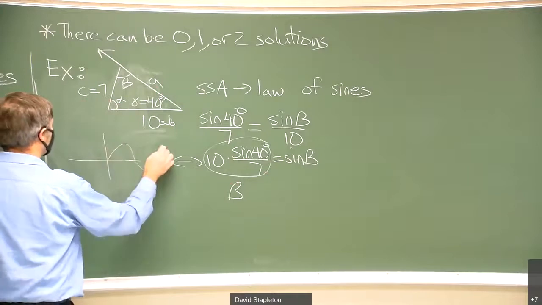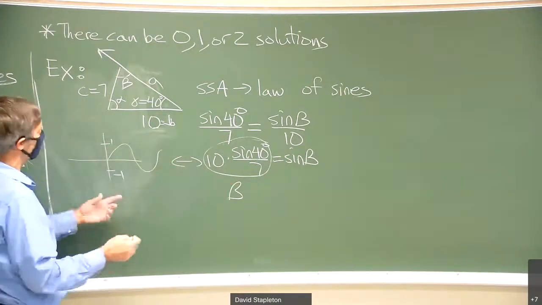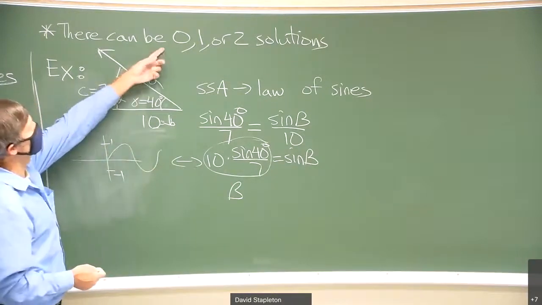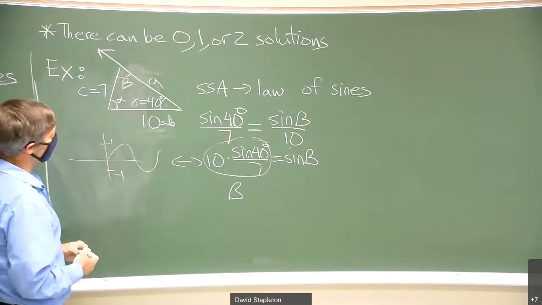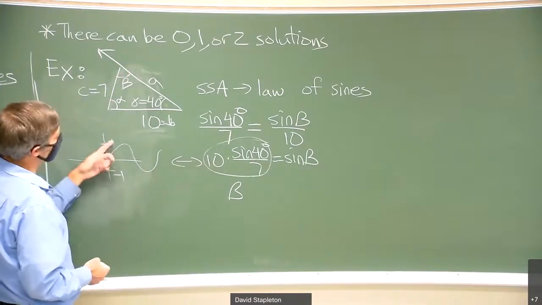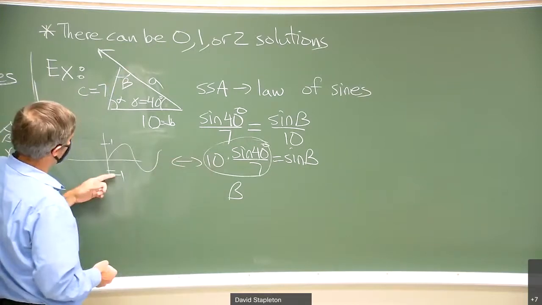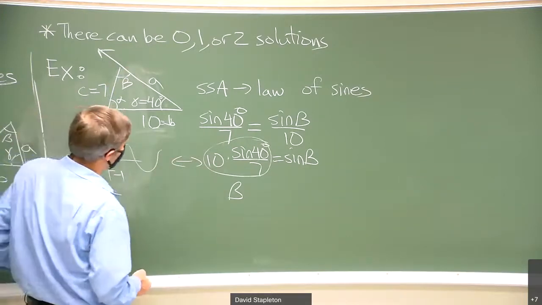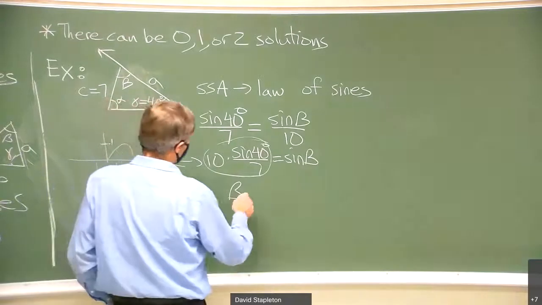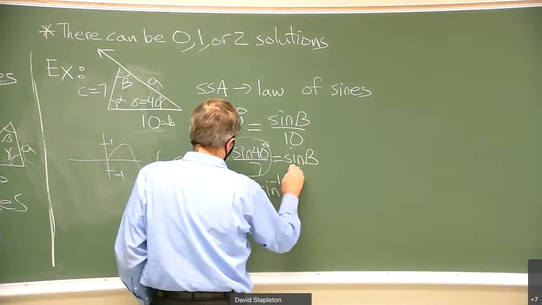Going up and down between plus and minus 1 is never greater than 1 or less than -1, so you can't make it equal something there. That's how you determine the zero solutions case: this number comes out bigger than 1 or less than -1. But if it's equal to 1 or -1, there's exactly one solution. If it's between -1 and 1, then there are two solutions to this equation. One of them is beta equals the arc sine of this number.